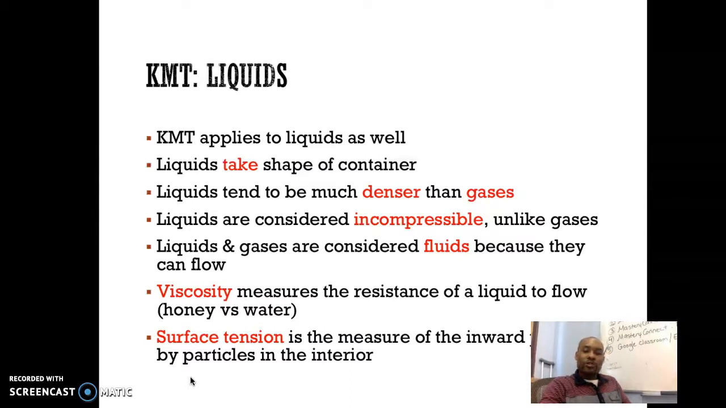And then surface tension is a measure of the inward pull by particles in the interior. So it has to do with these forces at the surface of the liquid.